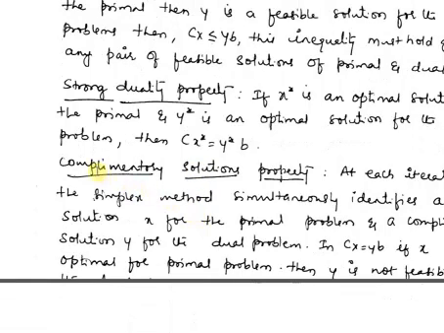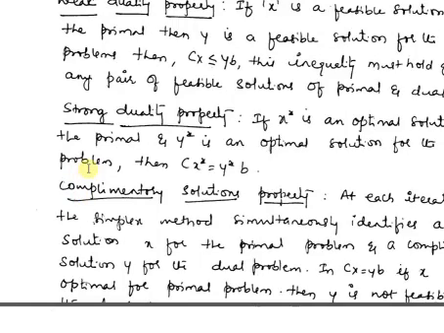Right? Okay. So the complementary solution property is nothing but that at each iteration of the simplex method, simultaneously it identifies a solution x for the primal problem and a complementary solution y for the dual problem. So in the equation Cx is equal to Yb, if x is the optimal for the primal problem, then y is non-feasible for the dual problem.